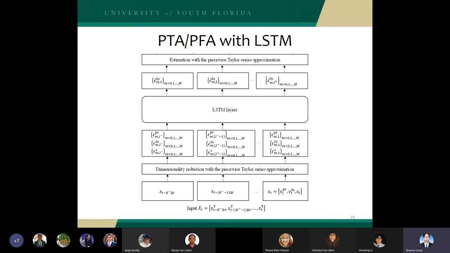Next, we integrate the PTA or PFA with the LSTM based model. It is highlighted here that we not only reduce the dimension of the input features to the Taylor or Fourier coefficients, we also have a few coefficients in the output. And this is beneficial for V2X communication with low cost and low bandwidth.